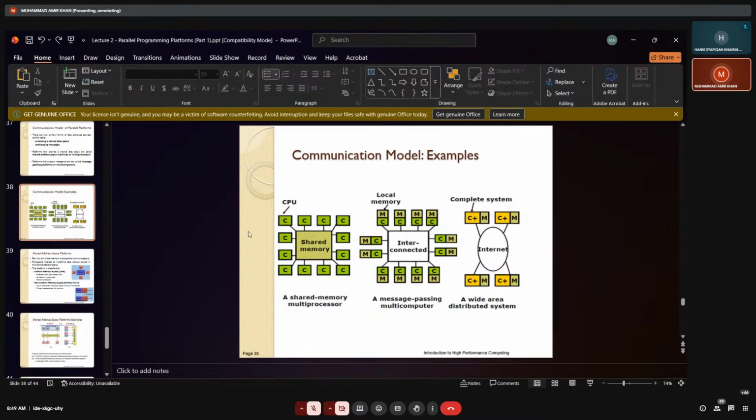Number one is the shared memory multiprocessor, where all processors use the shared memory. Here, every processor has its own local memory. It's very expensive, simple as this. If shared, cheap. Distributed, definitely it will be expensive.